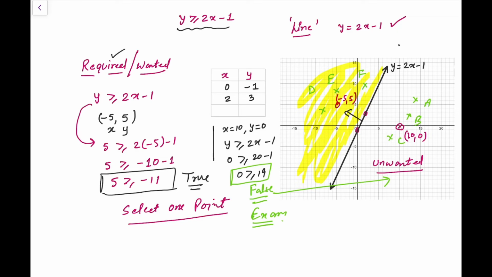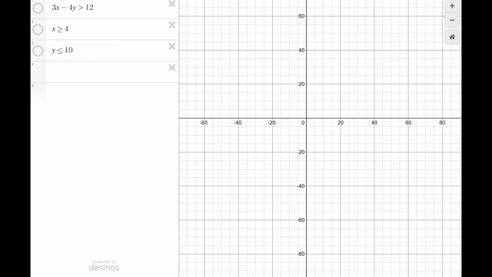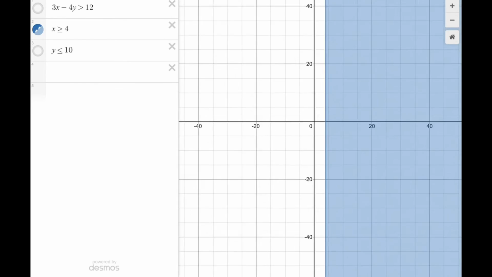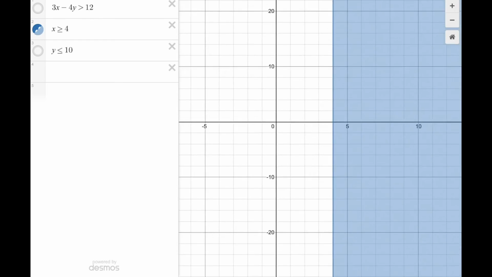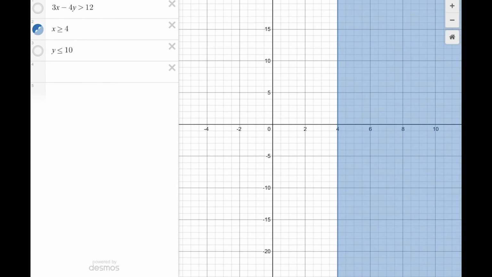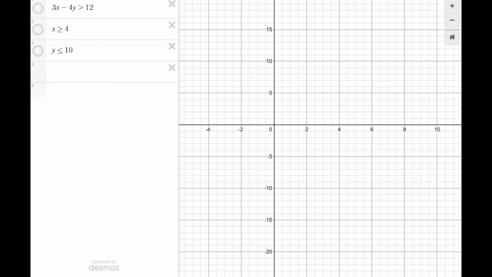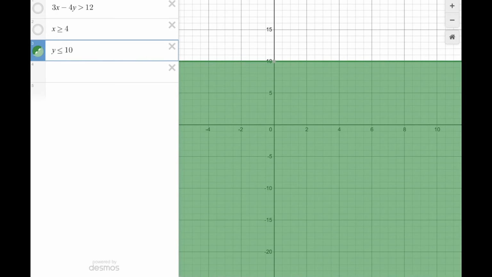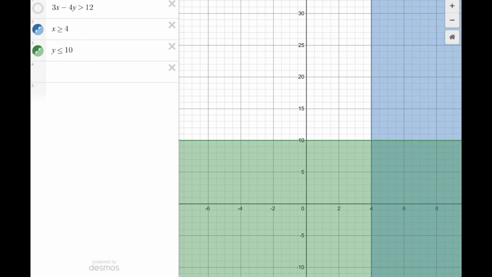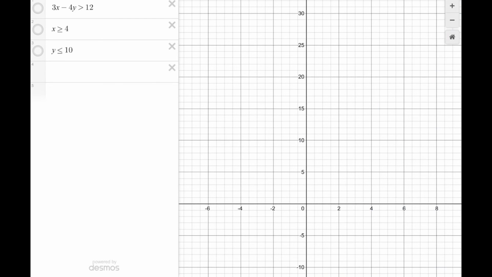But a very important thing here: generally in exams, you will see it's not required. We can see from the other graphing software, x greater than or equal to 4. So the area is on the right hand side of 4. It's a vertical line. Check with y. y is less than or equal to 10, so below 10. All the values are covered in this inequality. If you choose both, then there are some areas which are covered by both. But there is some area which is not covered by both, like the white part.